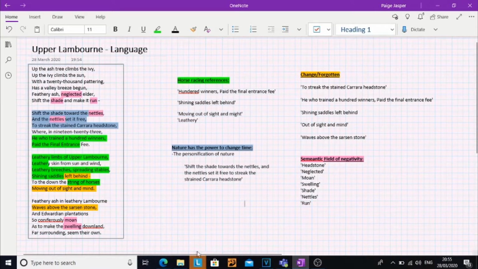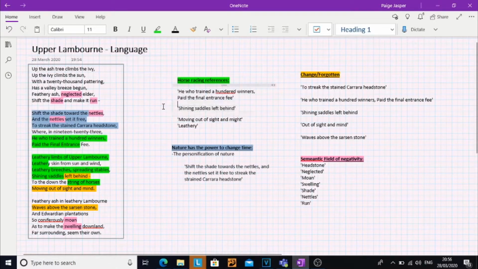So now we're going to look at the quotes. We're going to start with the horse racing references. You have here, he who trained 100 winners paid the final entrance fee. We know this is a reference to a man who used to train winners for horse racing. We also have the leathery, which is a reference to horse equipment. We have leathery breeches and spreading stables and shining saddles. And obviously we have the string of horses. These are all references to horse racing.